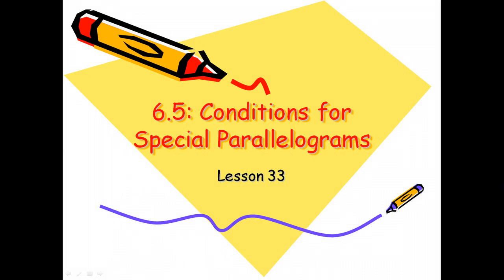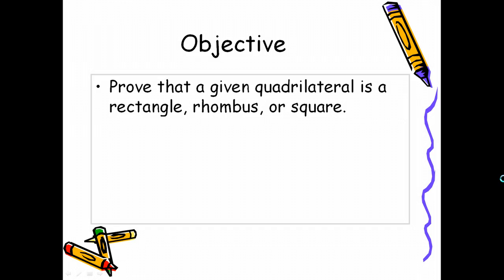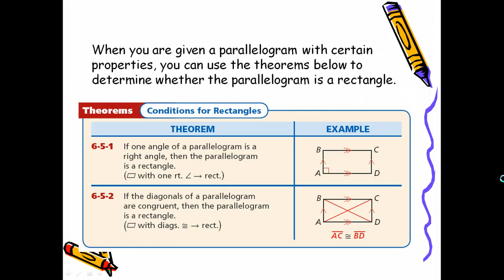Lesson 33, Conditions for Special Parallelograms. The objective is to prove that a given quadrilateral is a rectangle, rhombus, or square. Last lesson, we learned all the properties for rectangles, rhombuses, and squares. This lesson is kind of using the converse.